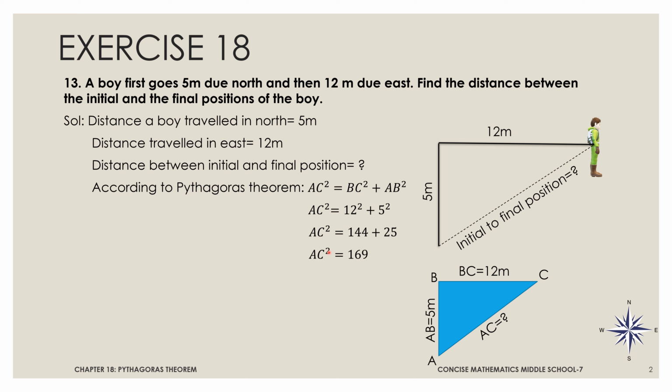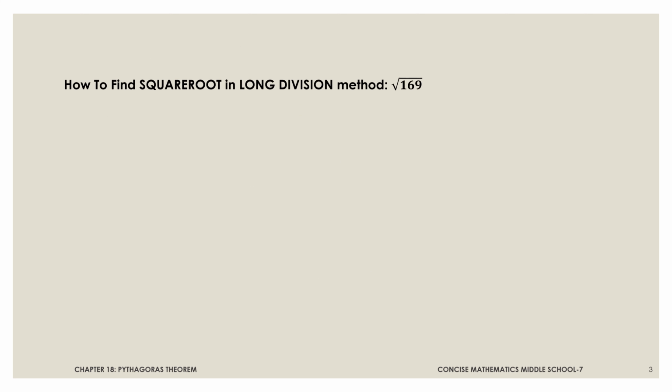Now we have to remove this square because we have to find out only AC, right? So the square should be removed. For removing the square, you need to take the square root of this 169. So square root of 169 is 13. Do you know how to find the square root of any number using the long division method? In our next slide, I am going to teach you how to do a square root with the long division method.